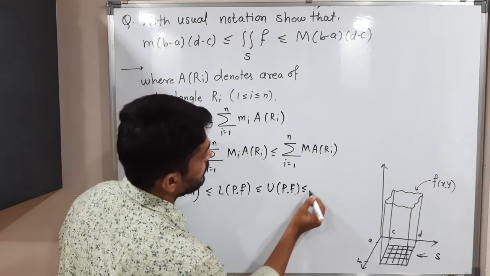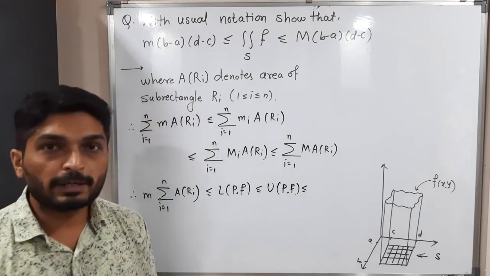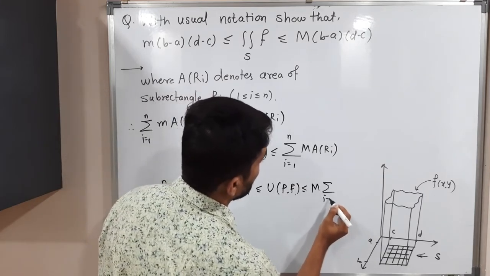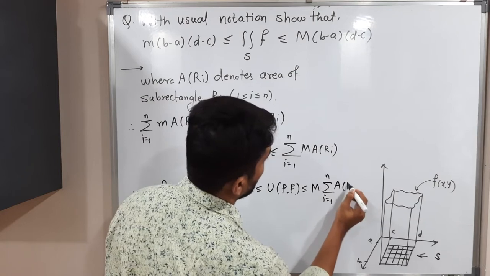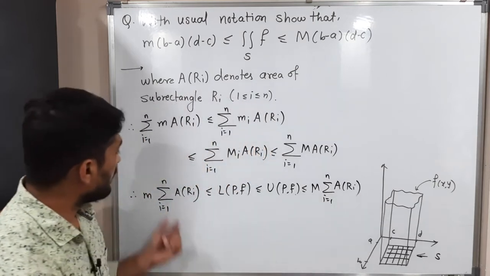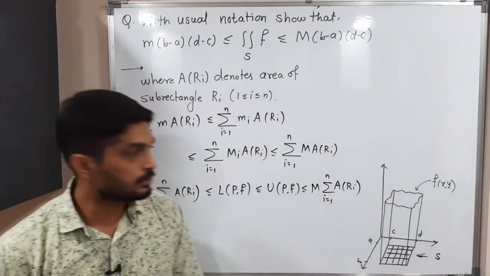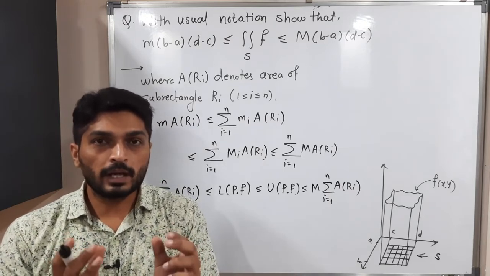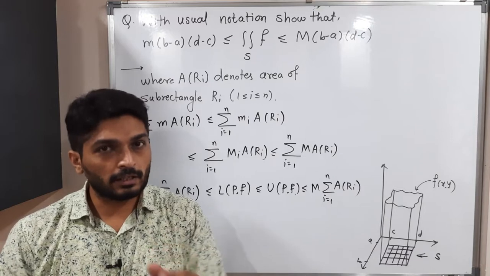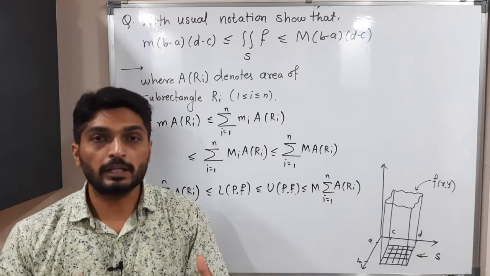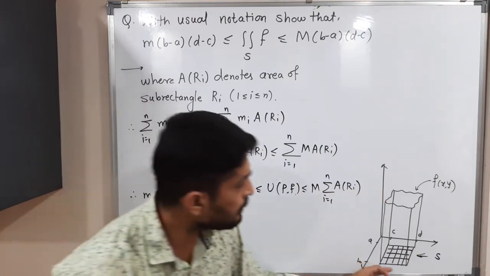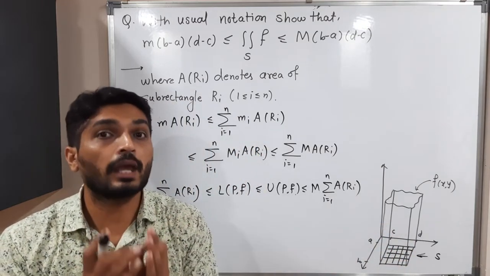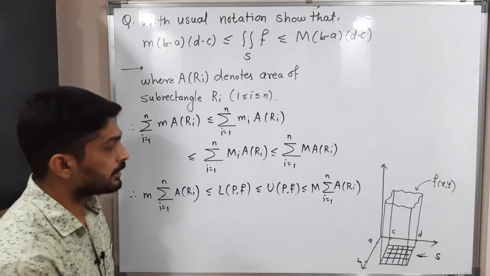U(P,f), and this is less than or equal to, here capital M is independent of that summation, so you can take it outside. So M times summation i running from 1 to n, area of R_i. So let us see what we have now. Summation of area of R_i. R_i means sub-rectangle, so we are taking the area of each sub-rectangle and we are taking their sum. So what will happen if you take the sum of areas of all sub-rectangles? Obviously we will have the area of S. So this summation is nothing but area of S.